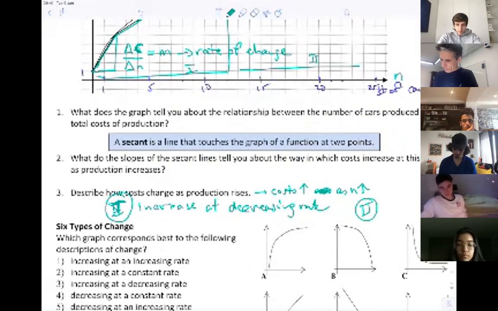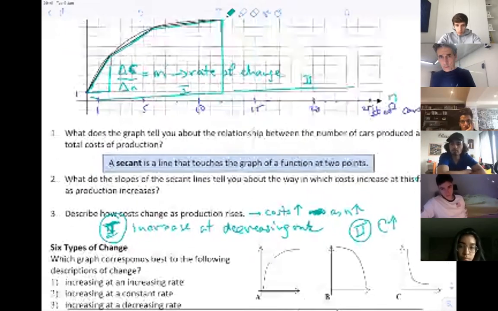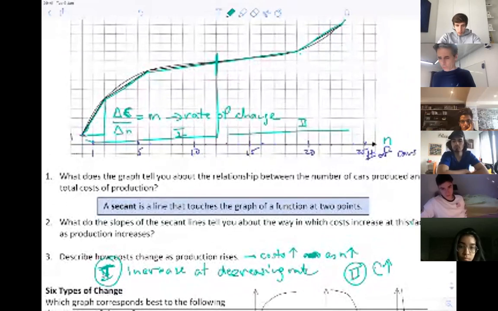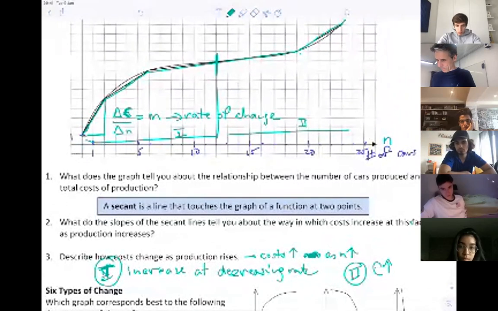So the second part over here, the first is part one. Part two, those costs increase at what kind of rate would you say? Increasing or decreasing rate? Increasing. Yep. So the increase is at an increasing rate.